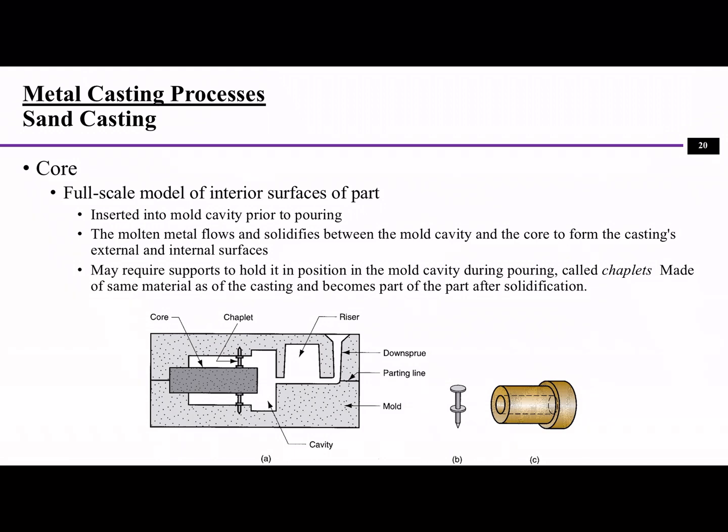Well, the core itself sometimes cannot just stand by itself. We have to use some chaplet to give support, to make sure the core will be holding its position in the mold. The material of the chaplet is usually the same as the molten metal, because eventually this will become part of the part as well. So that's the core and chaplet.